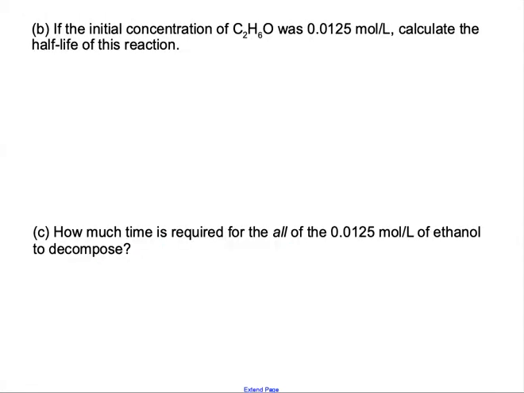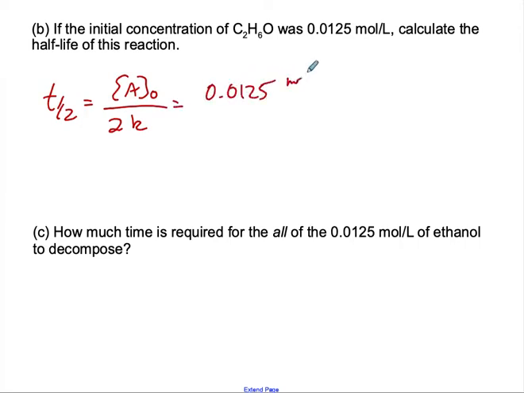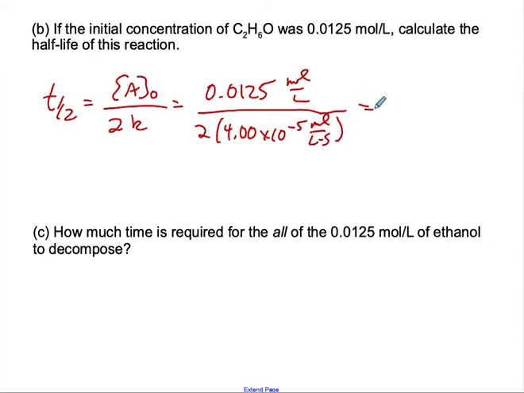The initial concentration is specified. Calculate the half-life for this reaction. So I'll use my half-life equation that we derived earlier. The half-life for a zero-order reaction is the initial concentration over 2k, 0.0125 mole per liter over 2 times the rate constant 4.00 times 10 to the negative fifth mole per liter per second, or a value of 156 seconds for my half-life.